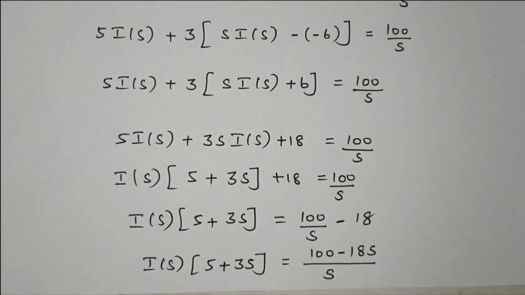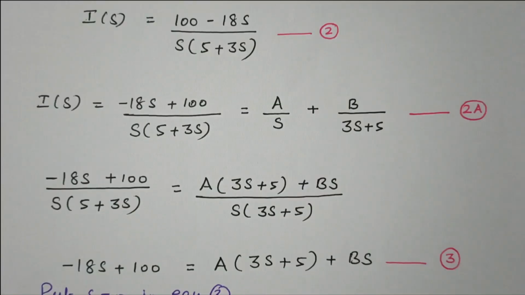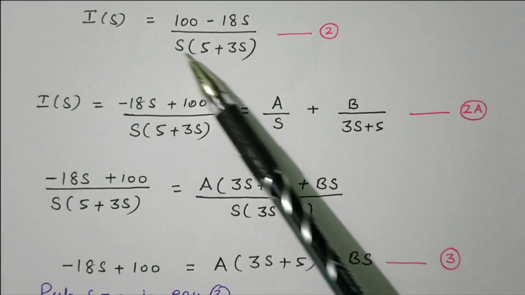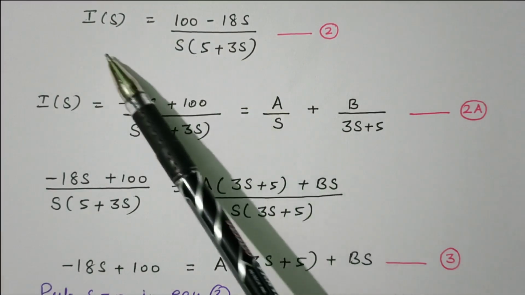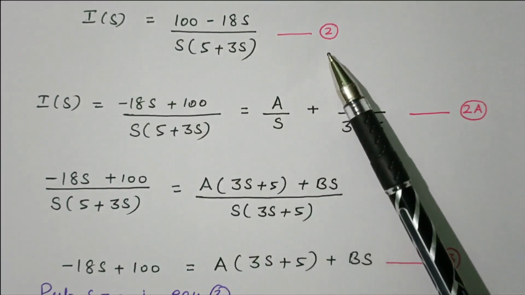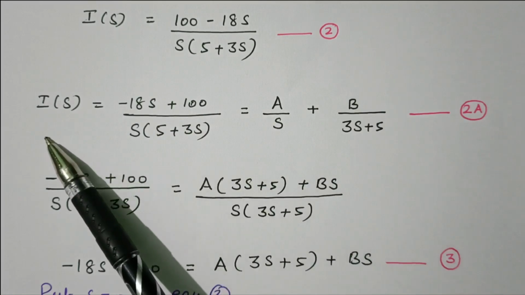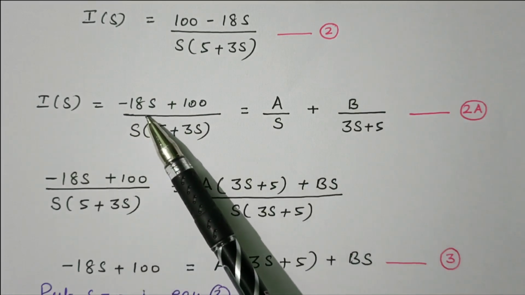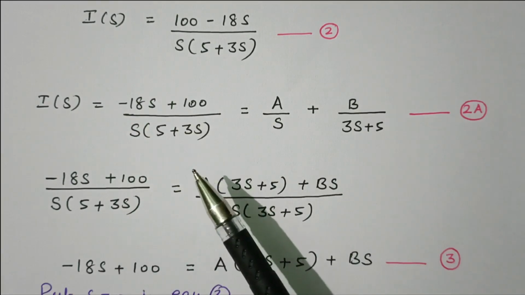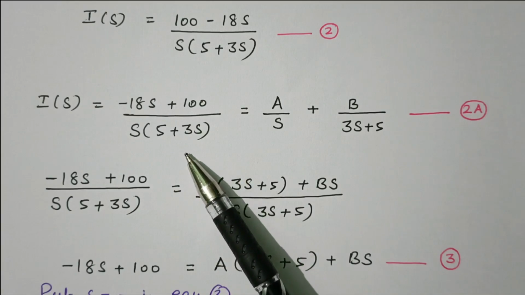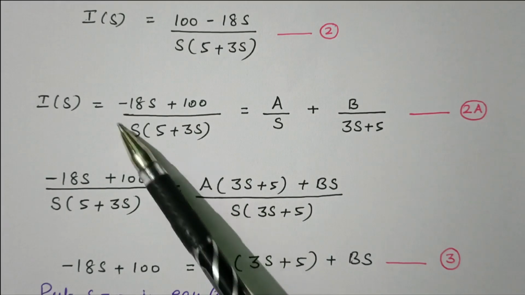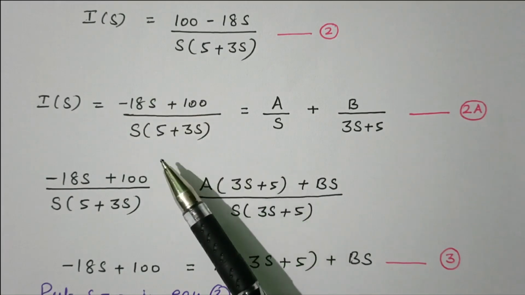Now we'll go for further simplification. So I of s equal to 100 minus 18s by s. This 5 plus 3s is brought to the denominator. So we got the expression for I of s. Call this equation number 2. So I of s equal to, we can rewrite, minus 18s plus 100 divided by s into 5 plus 3s. In order to take the inverse Laplace, then only we can get the transient current I of t. We need to take the inverse Laplace of this expression.